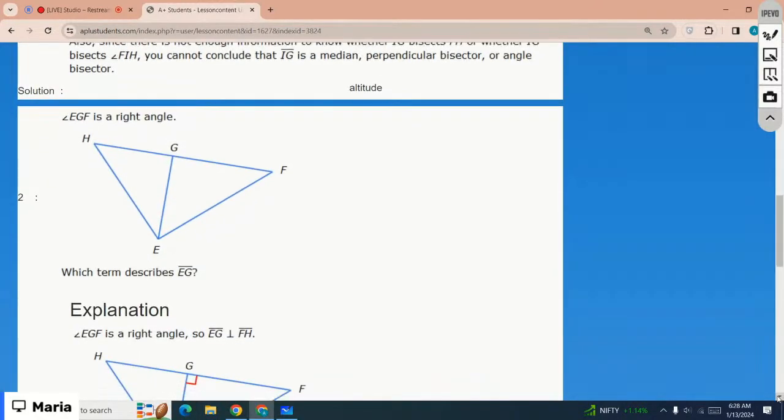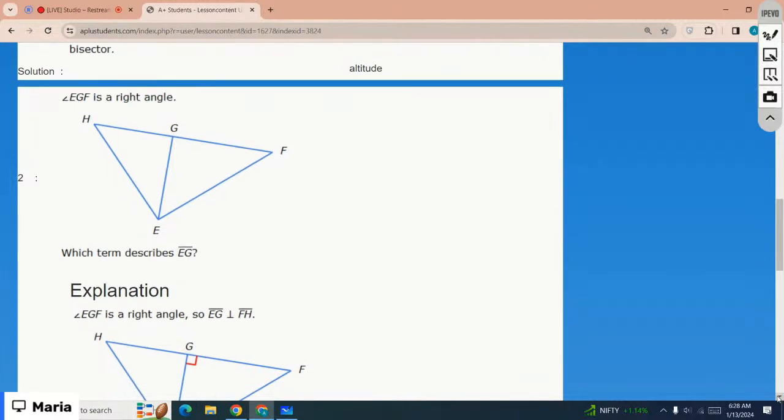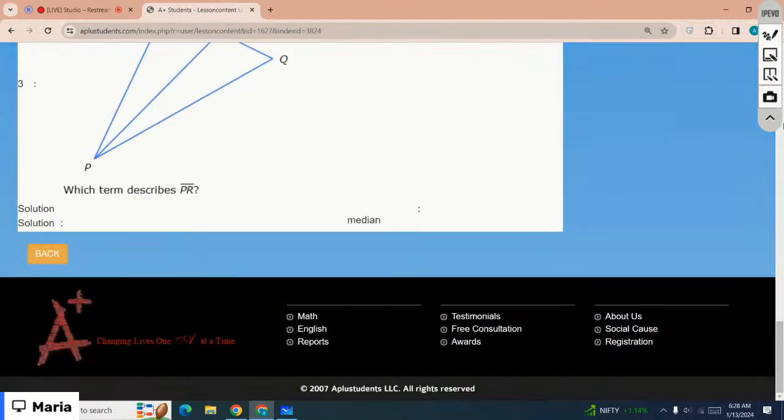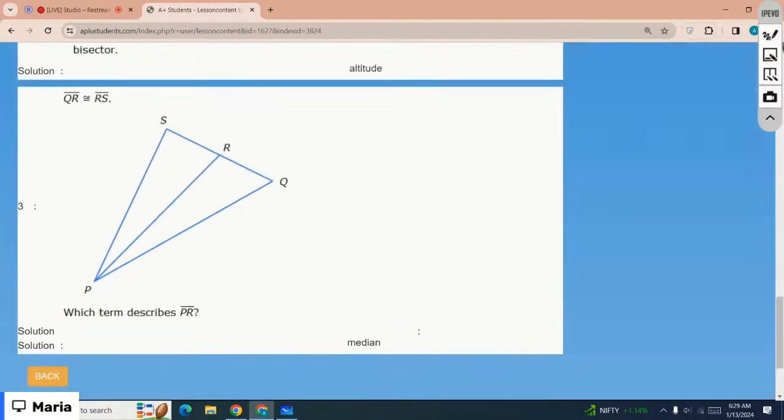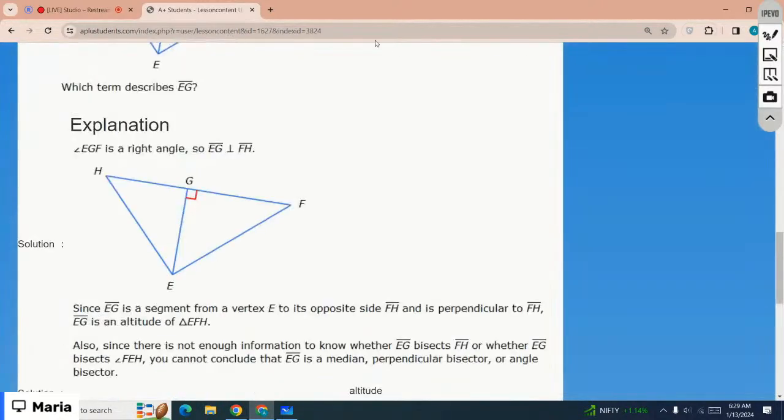Just look at the other example. Angle EGF is a right angle. Which term describes EG? You have to see what EG is. So EG is the altitude because that is just a right angle. So that is the altitude, right?